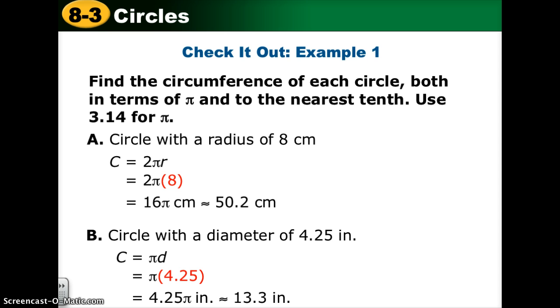Notice our units are just centimeters and inches because this is like perimeter. We're just adding up how much we have.